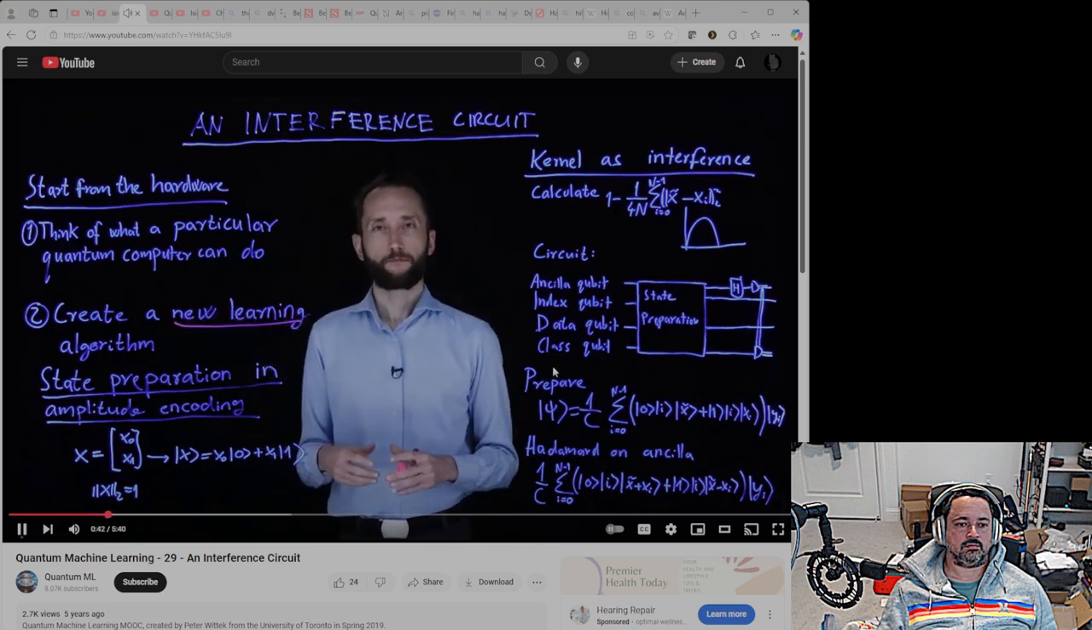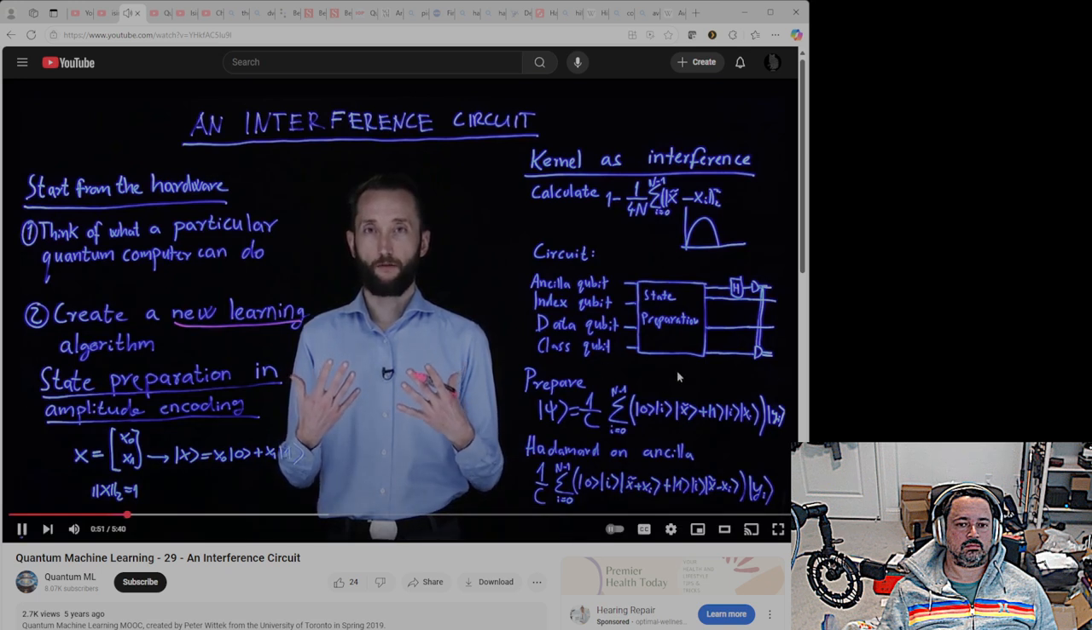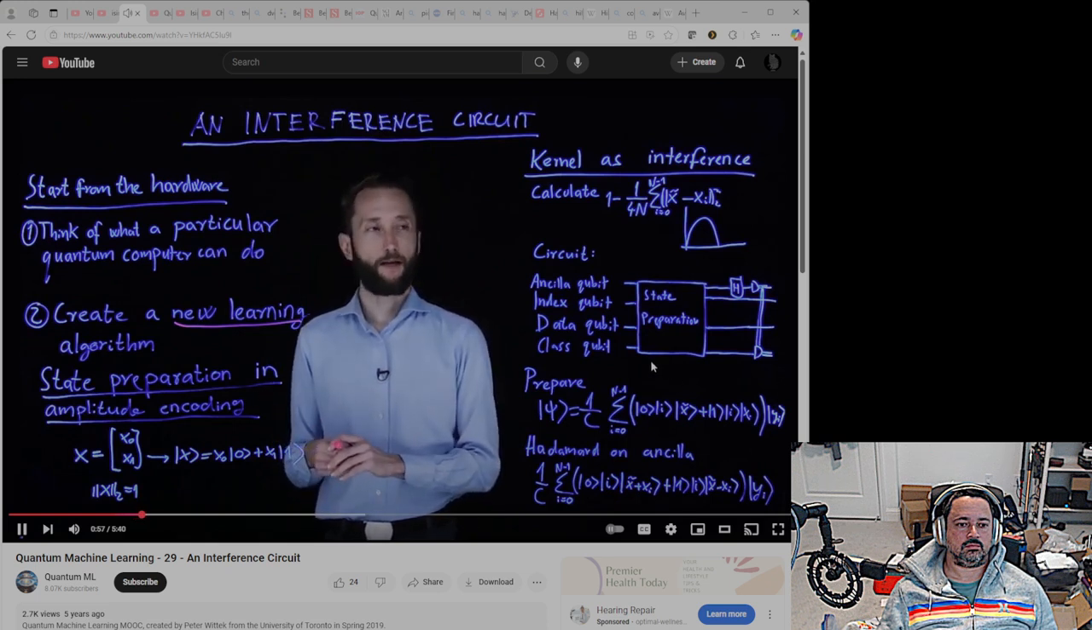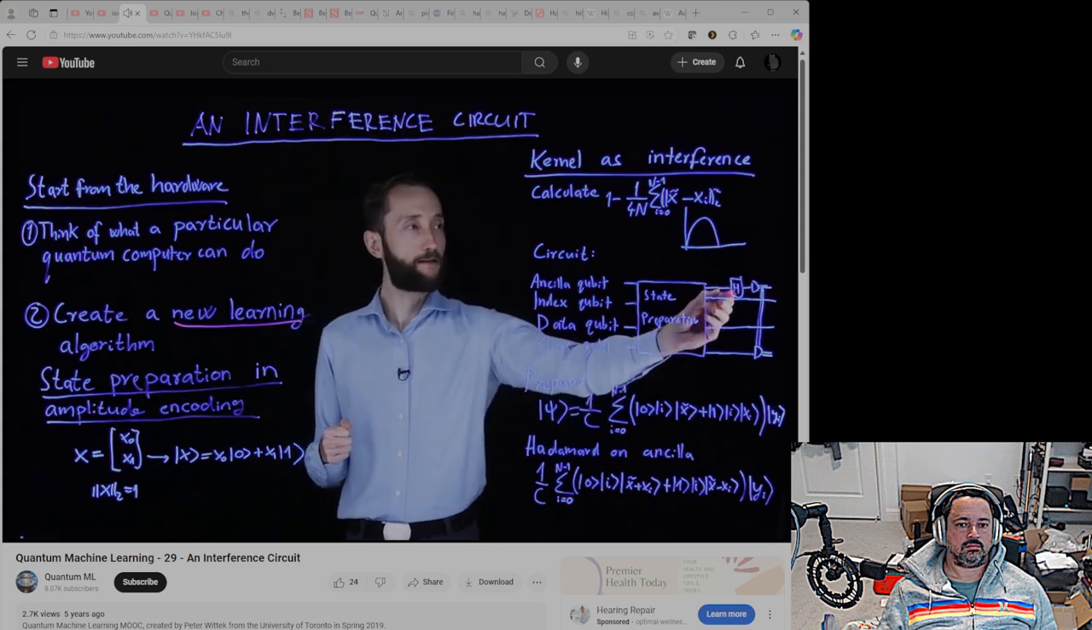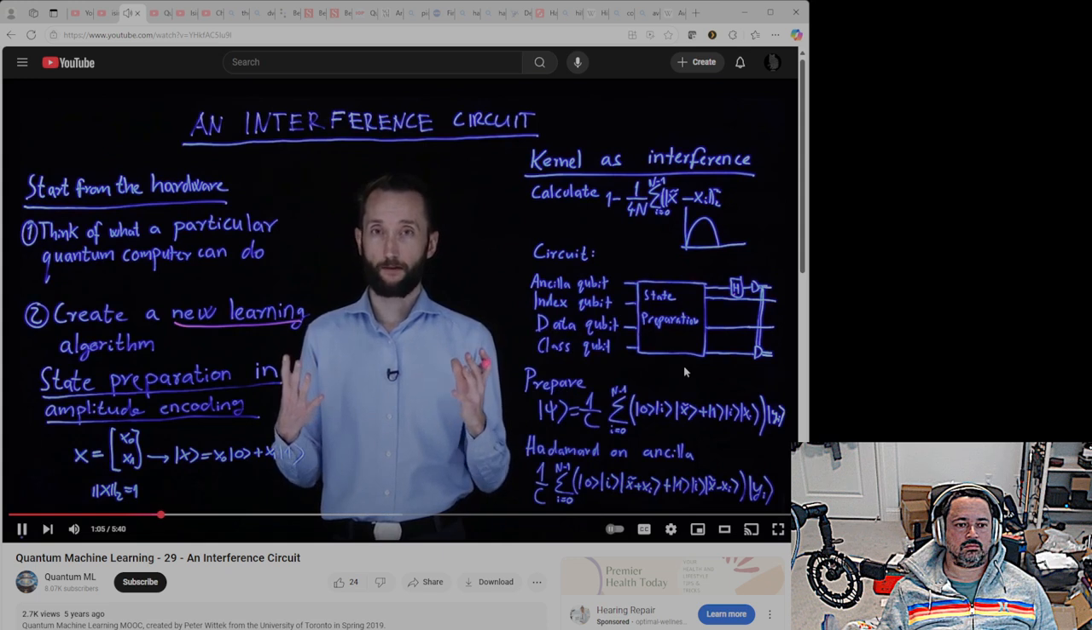One of the first examples of this kind of thinking was a particular type of kernel for learning that can be executed on a shallow circuit gate model quantum computer. In this case, we start with a very simple state preparation. And then the only thing we are going to do on this circuit is a Hadamard operation, which will allow us to do interference.